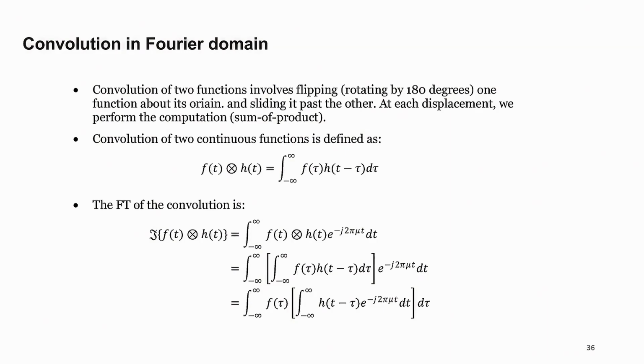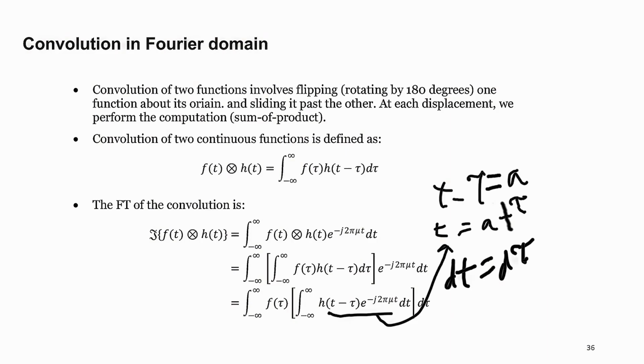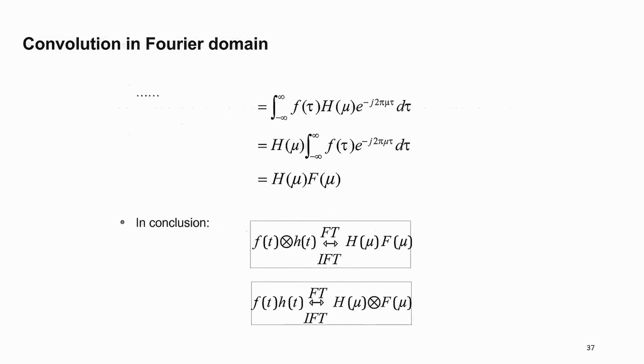I can do one thing: a change of variable. Let's call it a. So we have a equals t minus tau. If that is the case, then t equals a plus tau, right? And dt by d tau equals, this becomes 0 and this becomes 1, so dt equals d tau. If I do this change of variables, after solving it, what I will get is H of mu e power j 2 pi mu t.